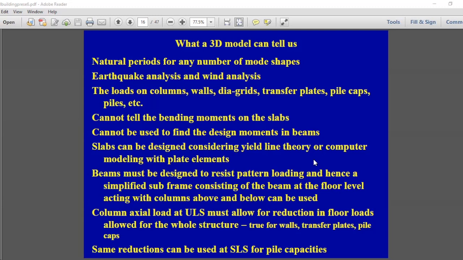But what you can't find from a 3D model is the bending moment in slabs. Generally, you can't find it on a 3D model unless you have specifically done something special to find it. And generally we don't use the 3D model to find the bending moment on beams. The reason is in the 3D model, we don't represent the pattern loading. So without the pattern loading, it's difficult to find the exact bending moments for the beams. Because of that, we generally don't use a 3D model to design the slabs and beams. But you can design almost every other element by using a 3D model.